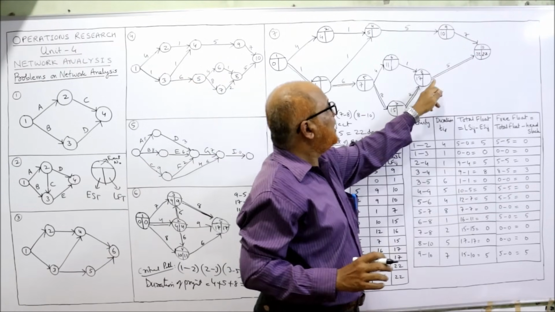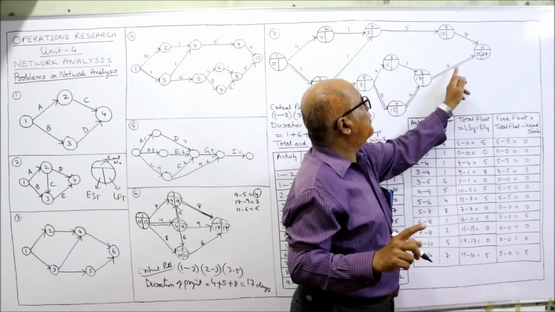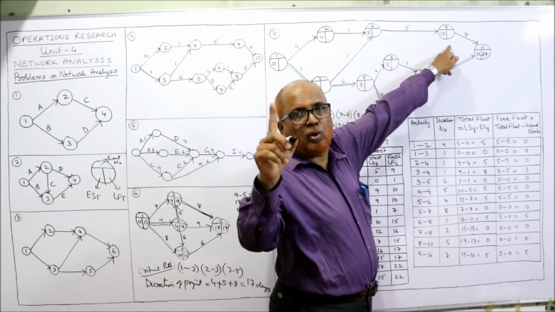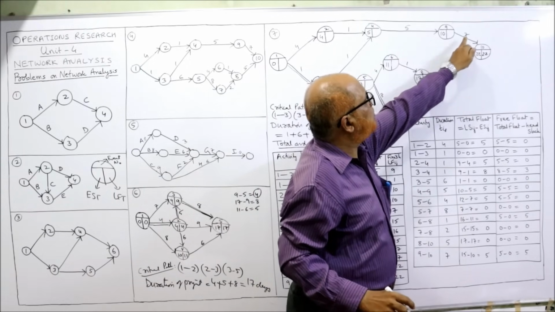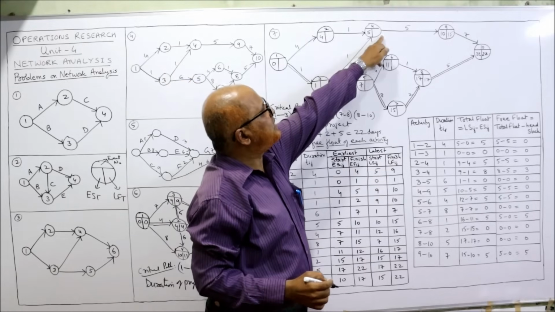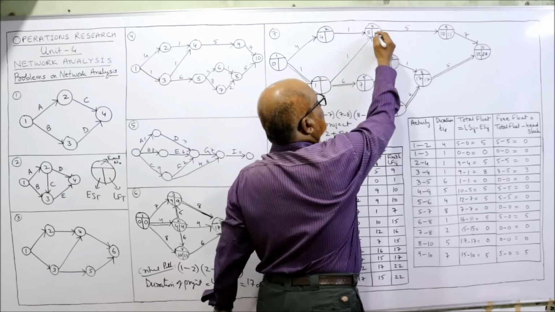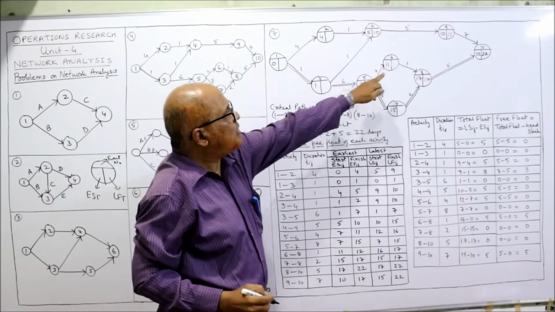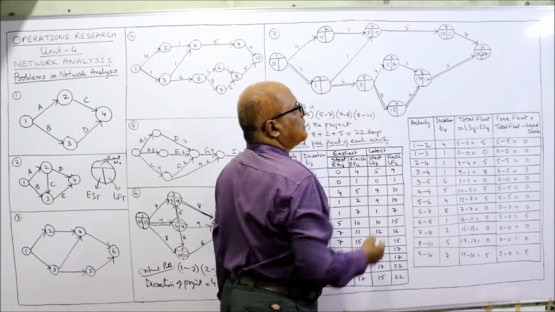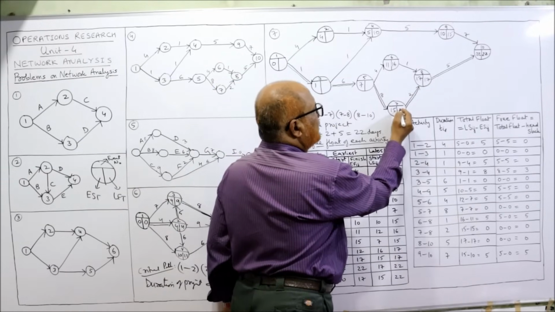Now 22. How many arrows are bursting here? Only one arrow, so simply subtract. 22 minus 5 is 17. Right? How many arrows are bursting here? Only one, so subtract. 22 minus 7 is 15. That's it. Now how many arrows are bursting here? Only one arrow. So subtract 15 minus 5, you will get 10. How many arrows are bursting here? Only one. So 17 minus 1, 16. Only one arrow is bursting here, so 17 minus 2, 15.